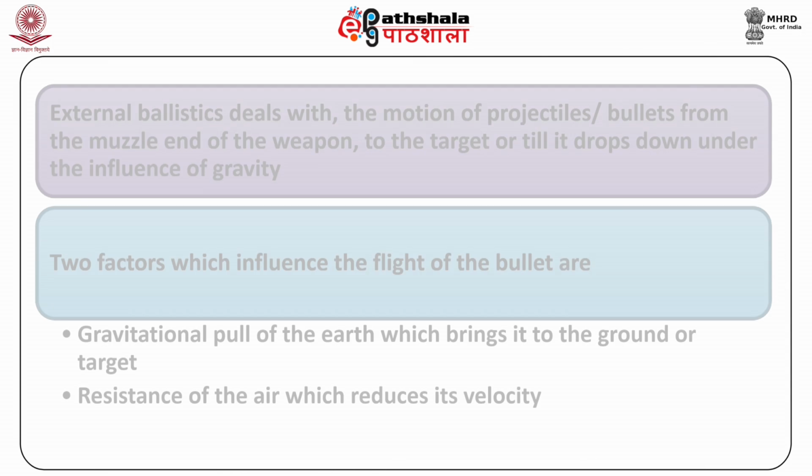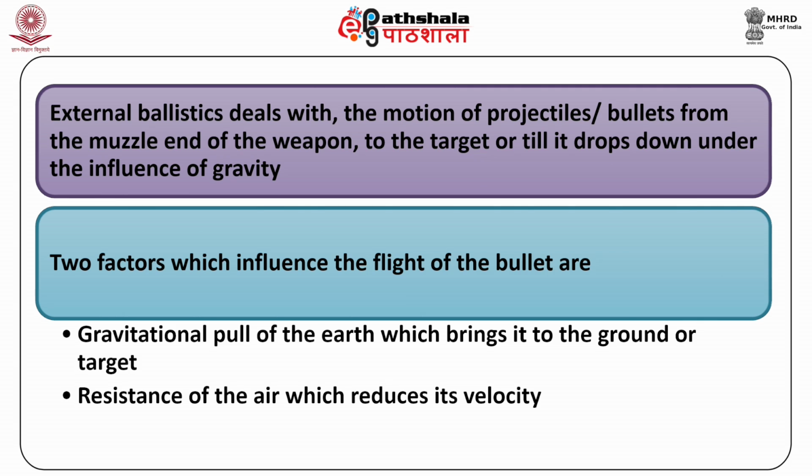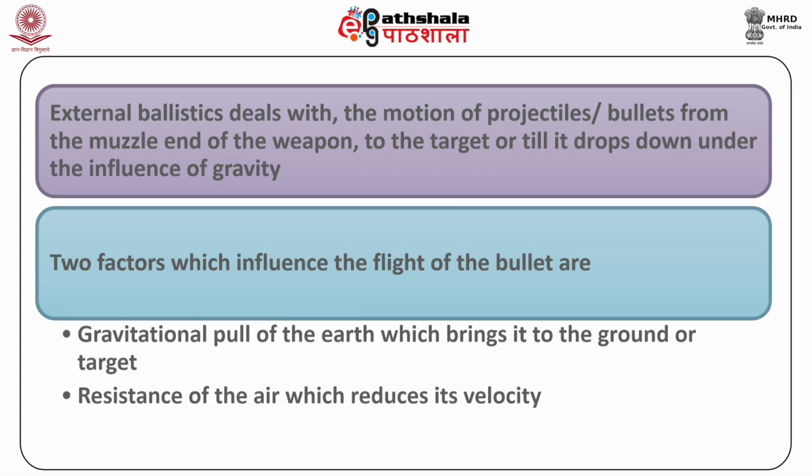Summary. External ballistics deals with the motion of projectiles, bullets from the muzzle end of the weapon to the target or till it drops down under the influence of gravity. Two factors which influence the flight of the bullet are gravitational pull of the earth, which brings it to the ground or target, and resistance of the air, which reduces its velocity.